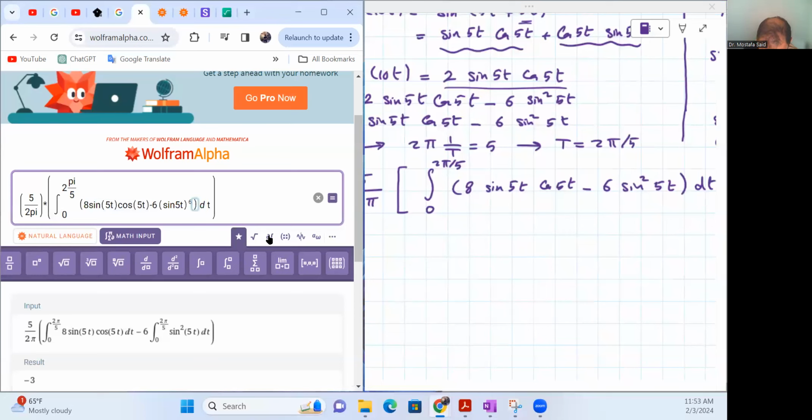I'm sorry, square, not 6. Shift and number 6 will give you the exponent to write. Then you write 2 in that exponent. Sine square 5t is basically sine 5t, the whole thing squared. Let's review one more time: 8 sine 5t cosine 5t minus 6 sine square 5t dt. And for dt, you just write dt. Let's do it also.